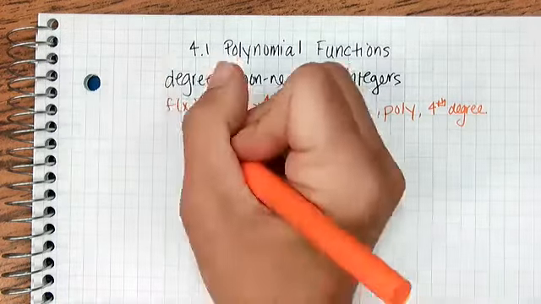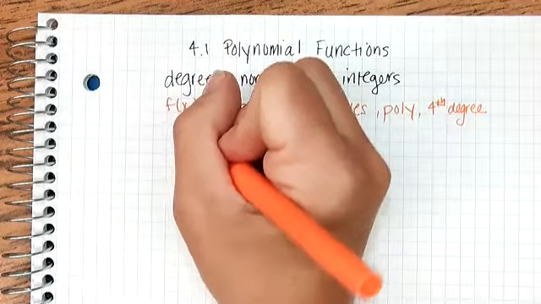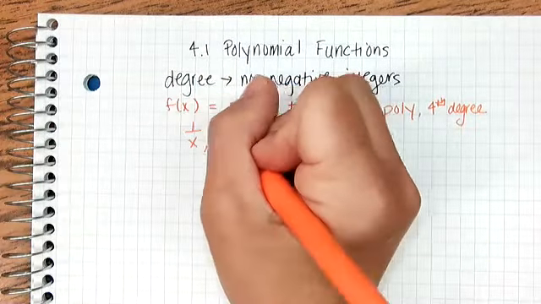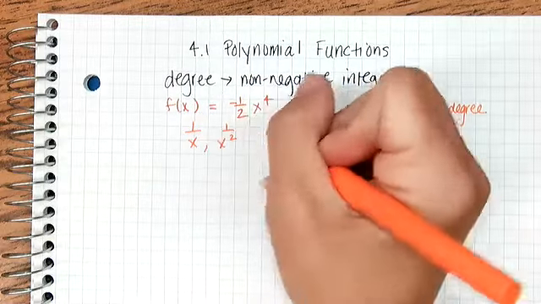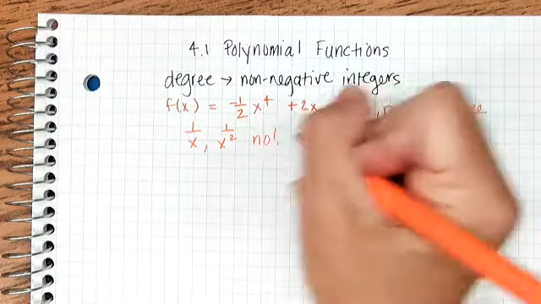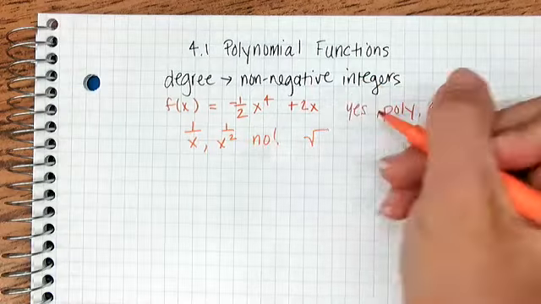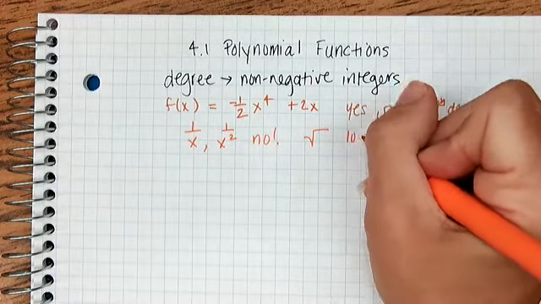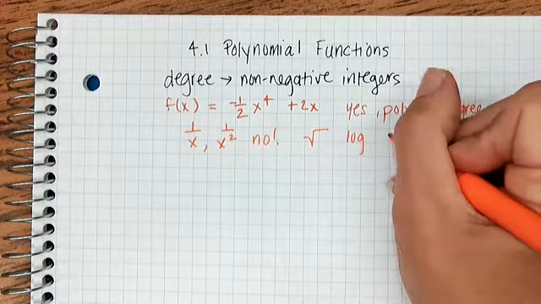The second you see anything like 1 over x, 1 over x squared, it's not a polynomial. Any kind of roots, not a polynomial. Any kind of log, not a polynomial.